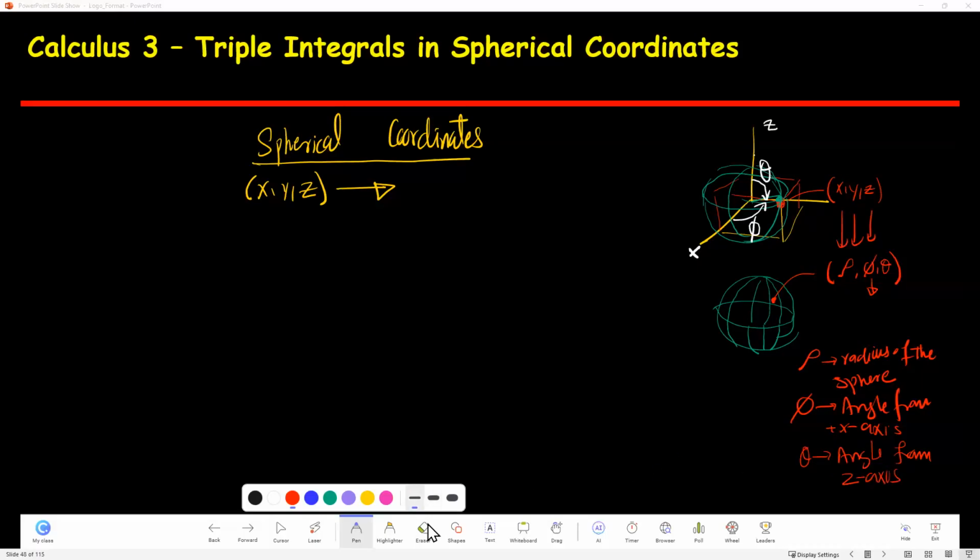I'm gonna make one correction. I think I did flip-flop those. This is gonna be the other way around. Theta is the angle from the x-axis, and this is phi. So I'm gonna go back here. That is my theta, and that is my phi. Okay. So these coordinates will be changed into rho, phi, theta.